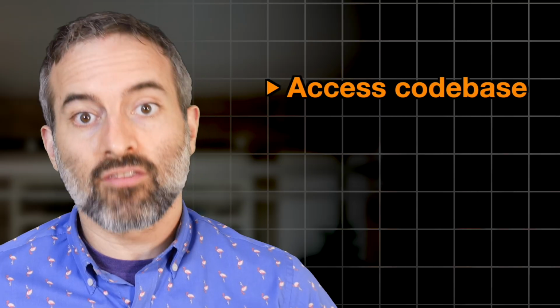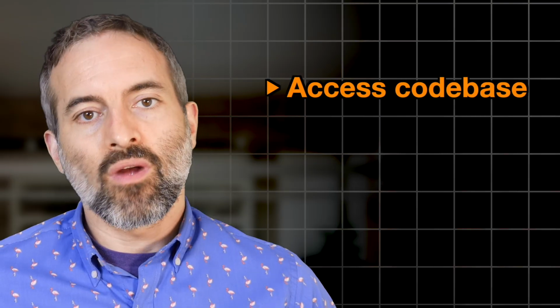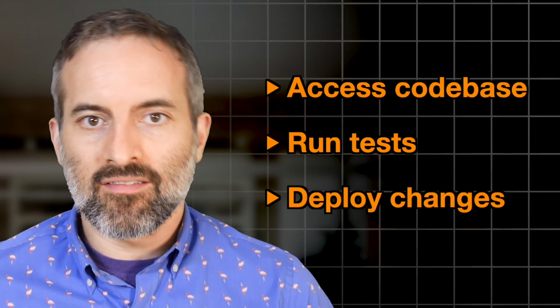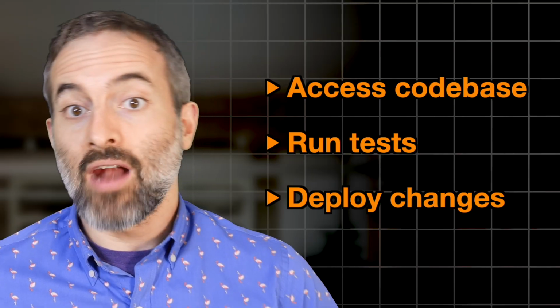The next use case is development workflow. For software engineers, MCP enables your AI to access your codebase to suggest targeted improvements, run tests and analyze results to identify bugs, and deploy changes to staging environments and monitor outcomes.